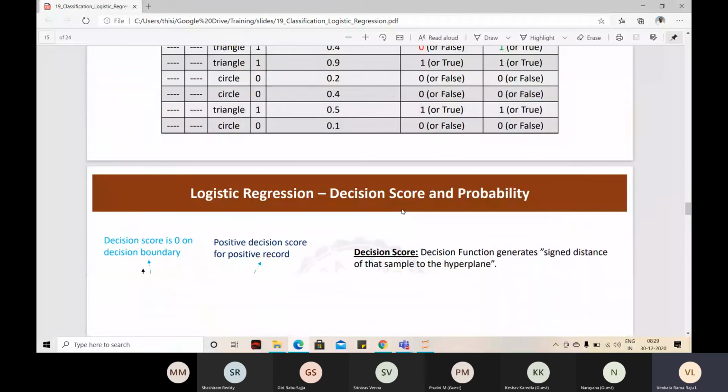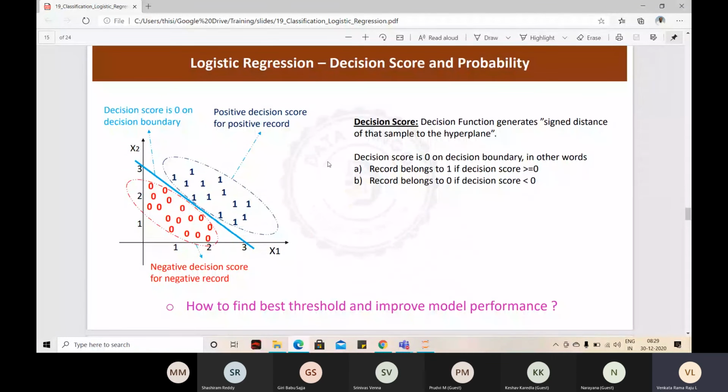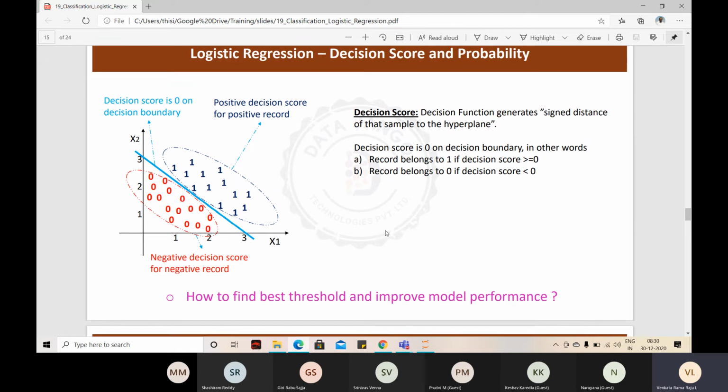So you can take probability or decision score. Decision score will also be calculated by the logistic regression algorithm. Decision score is nothing but the distance between each data point and the decision boundary. You can take decision score also to play with the threshold and make predictions. Generally, the algorithm takes 0 as the threshold if it is decision score. If it is probability, 0.5 as the threshold.